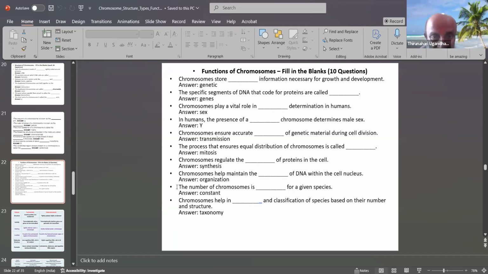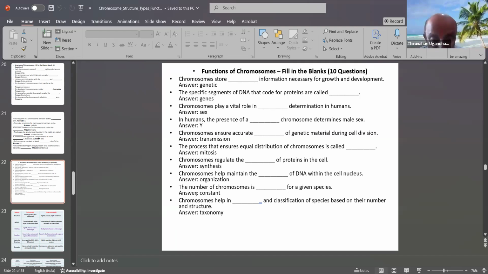Then chromosomes play a vital role in sex determination. In humans, the presence of the Y chromosome determines the male. The chromosomes ensure accurate transmission. The process that ensures equal distribution of the chromosomes is called mitosis. The chromosomes also regulate the synthesis of proteins in the cell.